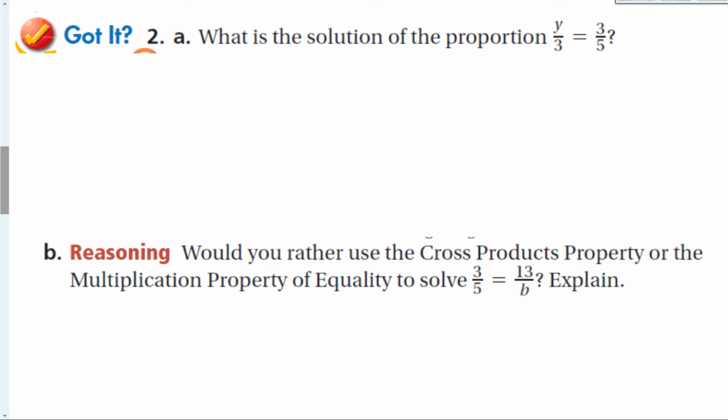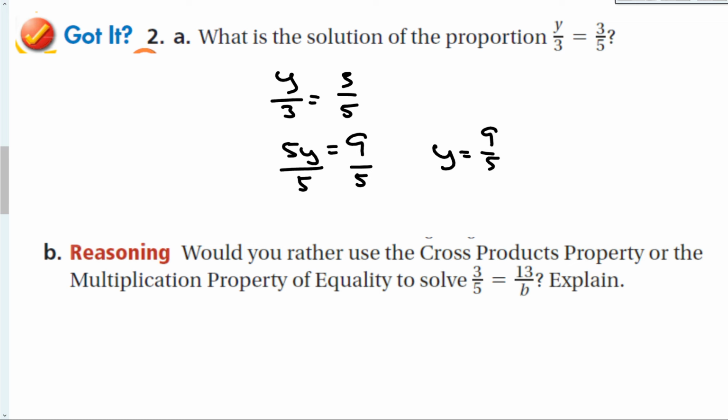So next, with our Gongora problem, what is the solution of the proportion y over 3 is equal to 3 over 5? So we're going to do that the same way. We're going to cross multiply and then divide. So it turns into 5y is equal to 9. And in this case, when I divide out the 5, y is going to be equal to 9 over 5, which does not reduce.